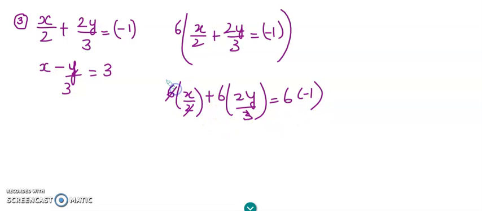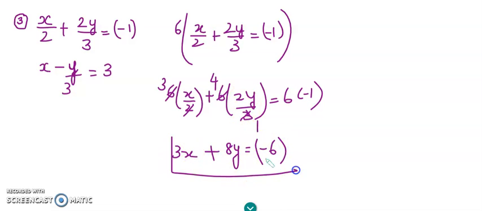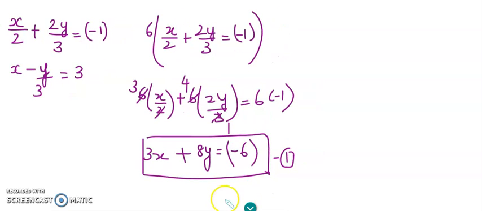So this 2 and 6 cancel, you get 3. 3 and 6 cancel, you get 4. So what's remaining? 3x plus 4 times 2y. So that is 8y equals minus 6. Okay. This is our equation 1. Now equation 2, the denominator is 3. So it's a simpler one. We are going to multiply by 3.